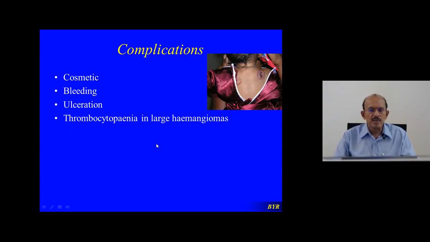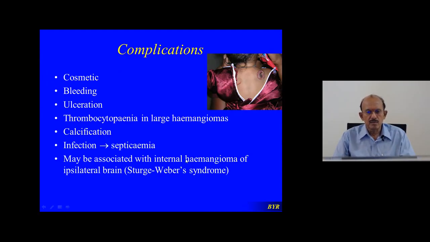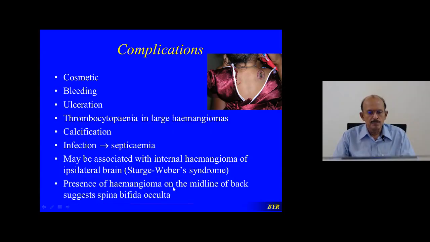In case of large hemangiomata, there may be associated thrombocytopenia. They may get calcified. They may be infected, leading to septicemia. May be associated with internal hemangioma of the ipsilateral brain, then we call it Sturge-Weber syndrome. Presence of hemangioma on the midline of the back suggests spina bifida occulta.